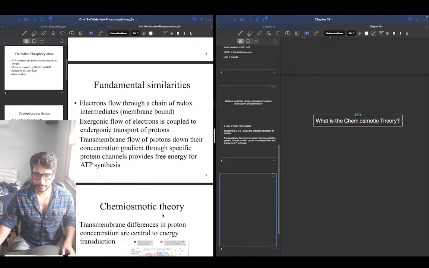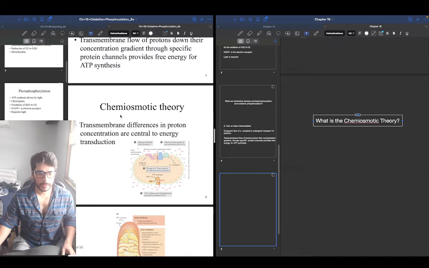So let's go back. Chemiosmotic theory: transmembrane differences in proton concentration are central to energy transduction. So what does that mean? Let's go back to the book and keep scrolling until we find the chemiosmotic theory. Electron transport chain. How in the world?